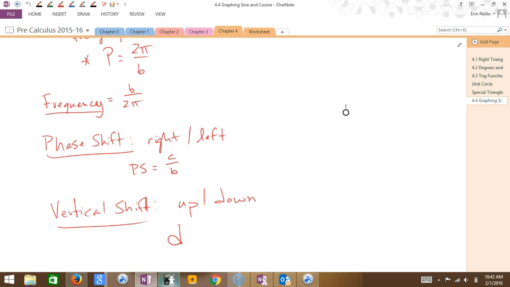And then the phase shift and vertical shift, this is not brand new at all. This is exactly the same as any function we've ever done before. If something is inside the parentheses, it's a left or right shift. If something is on the outside, it's up or down.